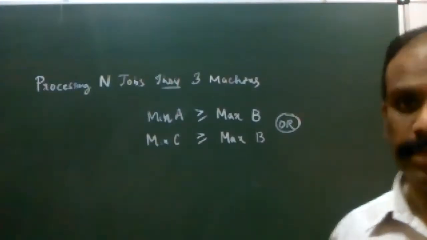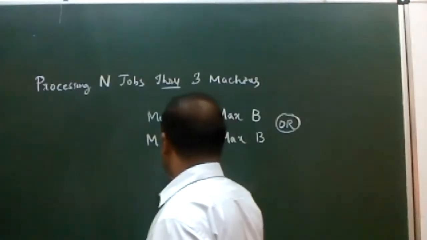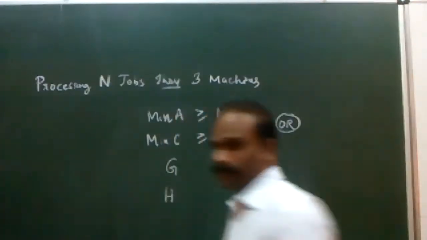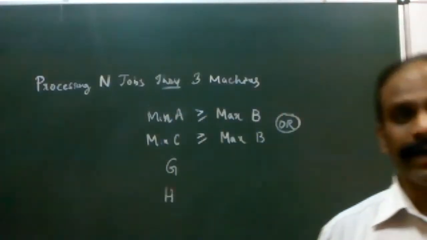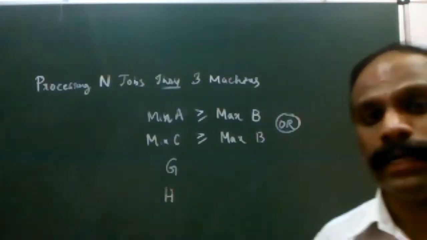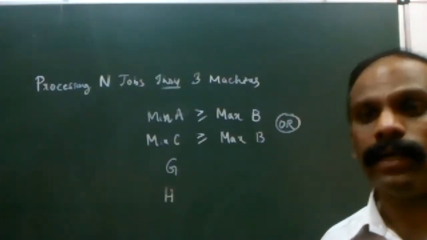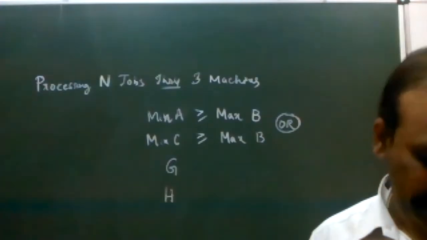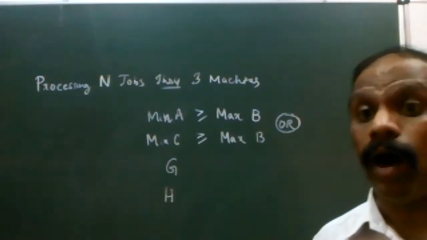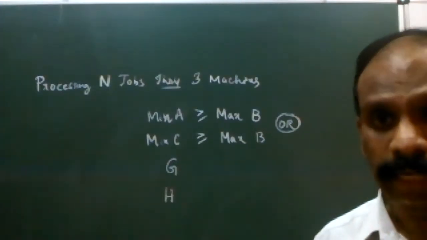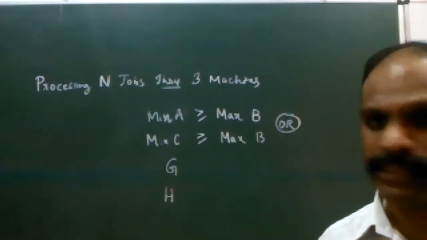Those fictitious machines are called machine G and machine H. Are you understanding? We are converting a three machine problem into a two machine problem by introducing two fictitious machines called machine G and machine H. Now, how do we find the values of machine G and machine H? That's the next question.